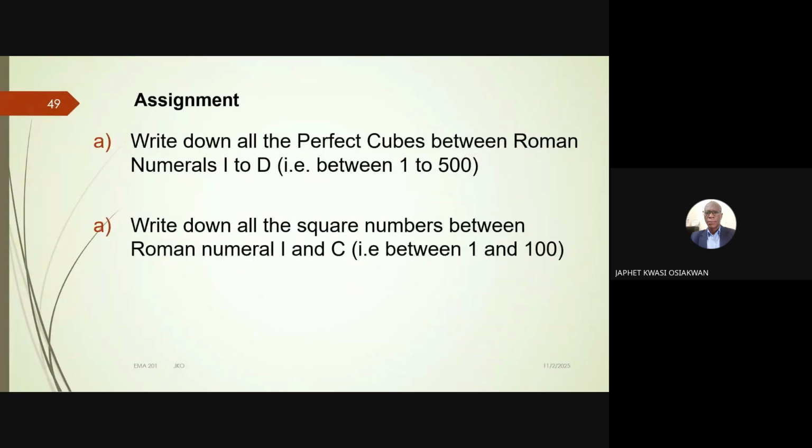For your assignment, you write down all the perfect cubes between Roman numerals I to D. That is from 1 to 500. You know the perfect cubes. Then number 2, you write down all the square numbers between Roman numerals I to C. That's between 1 and 100. You write all of them in Roman numerals. Any question?